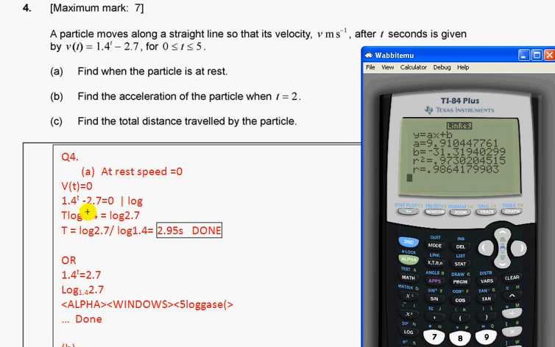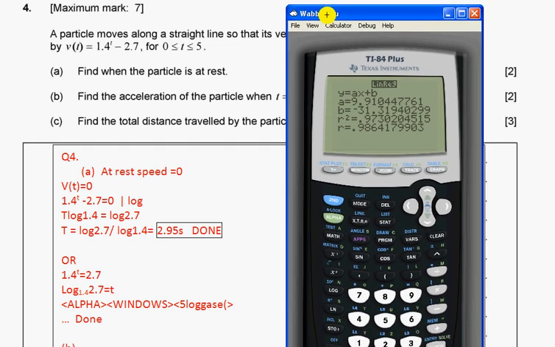We can take the logarithm of both parts, and we get time equals logarithm 2.4 divided by logarithm 1.4. This is one solution. Another solution is you realize that this means that t equals logarithm with base 1.4 of 2.4.